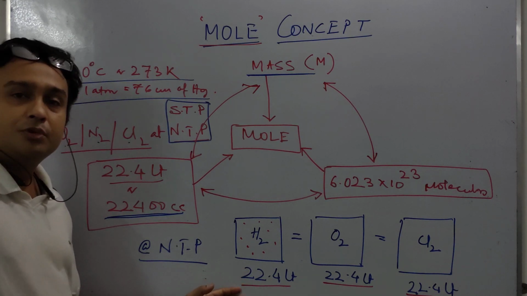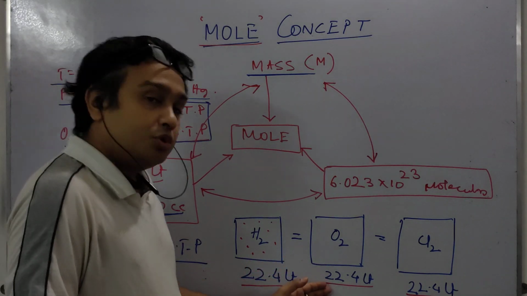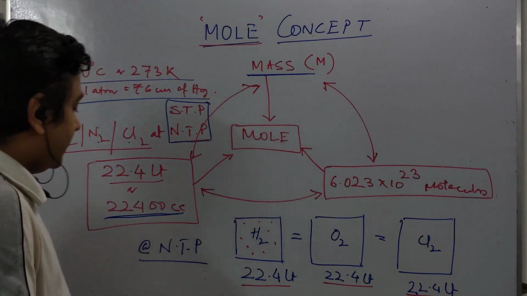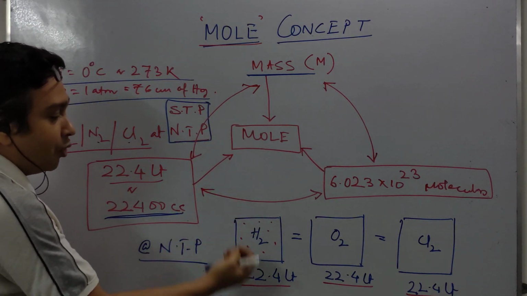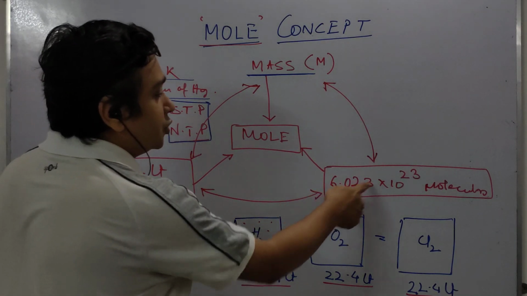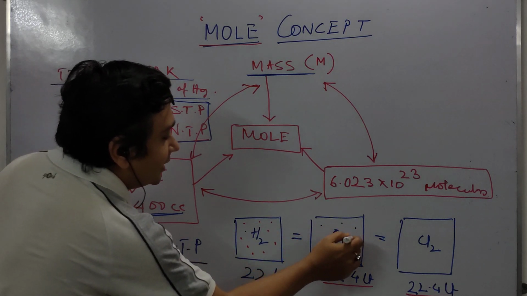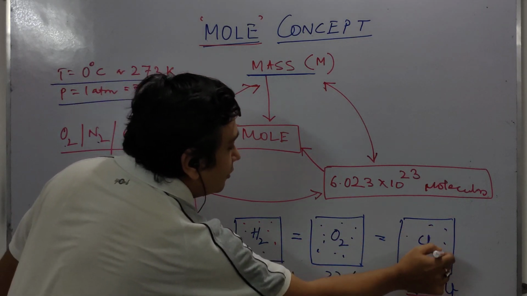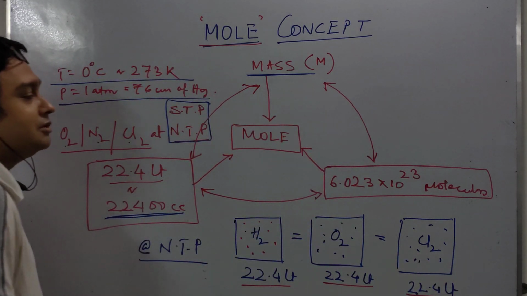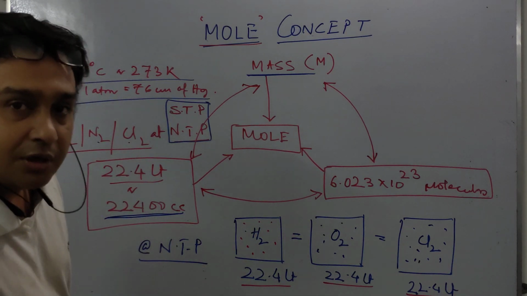Equal is the volume. You can see here the volume is 22.4 liter, here also the volume is 22.4 liter, and here also 22.4 liter. Number of molecules at NTP: every mole consists of the same number of particles, that is 6.023 10 to the power 23. So here, and here oxygen molecules, and here chlorine molecules, each and every case will consist of the same number of molecules, that is Avogadro number 6.023 10 to the power 23.